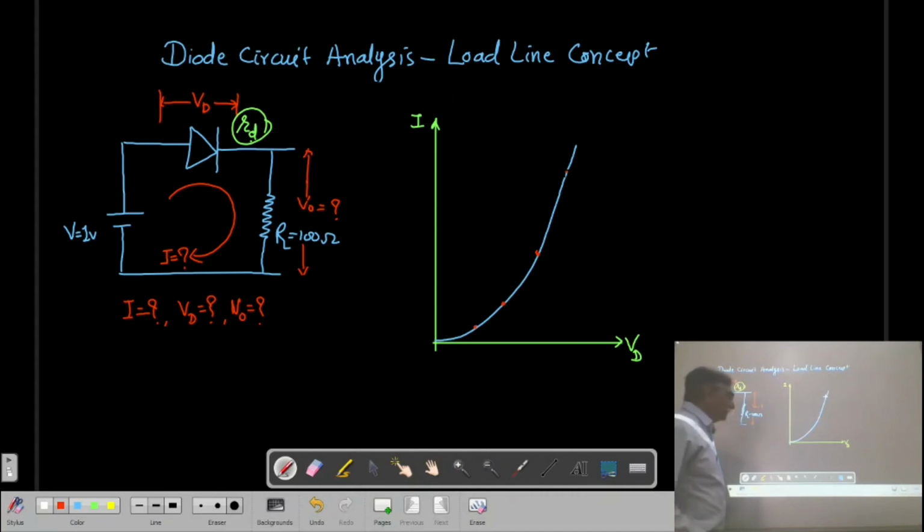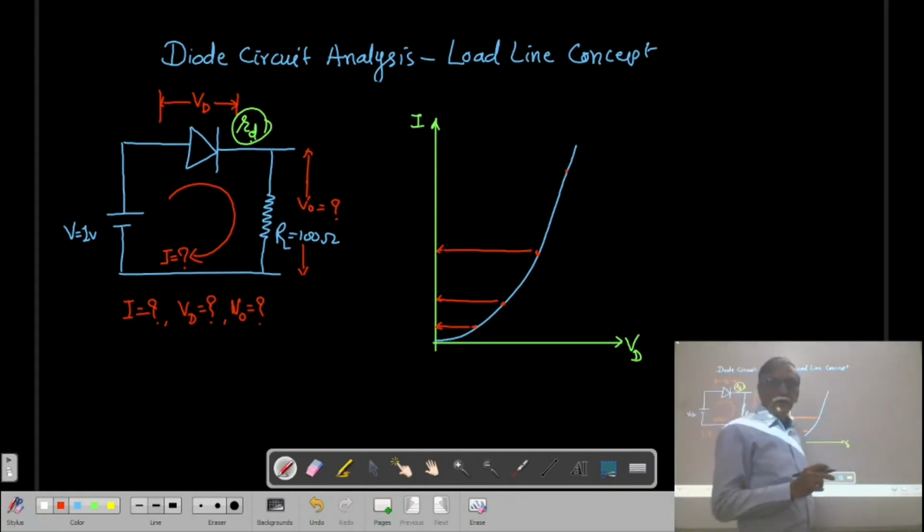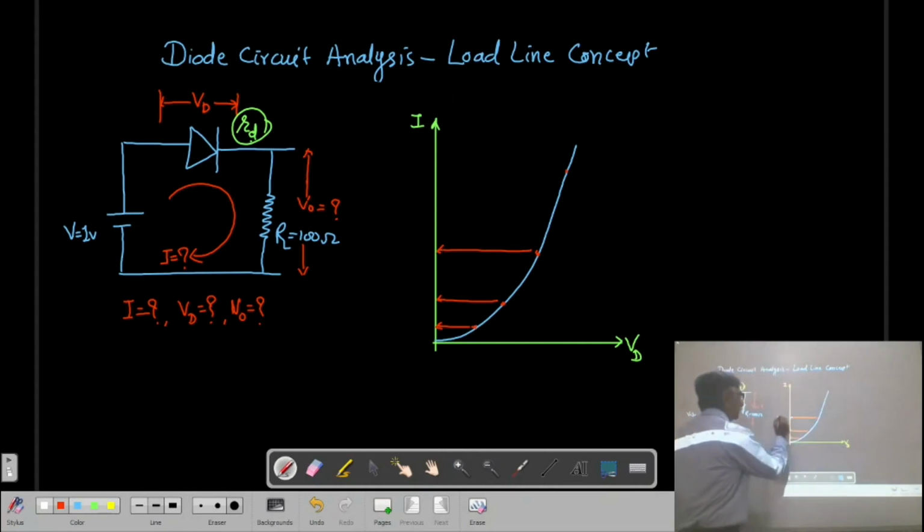Now the second thing: this resistance RD depends on how much current is flowing. Correct? So again we have a problem. To calculate RD, we should know how much current is flowing. What is the current here? So try to understand. To calculate RD, we require the current.